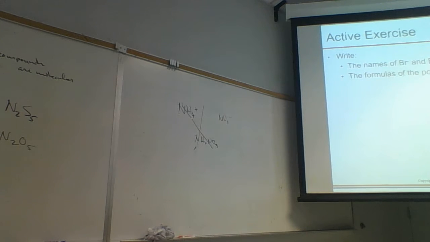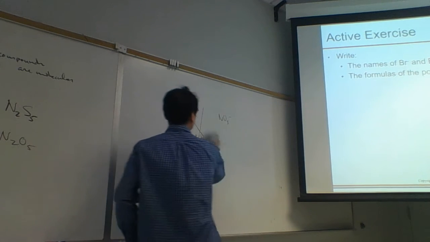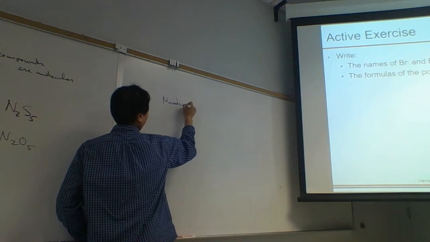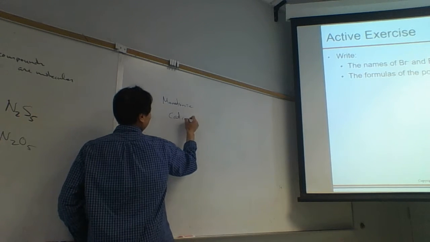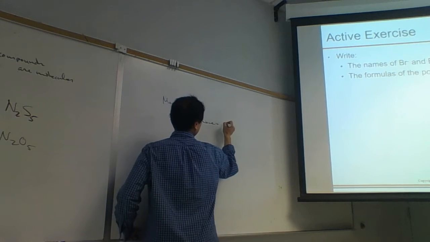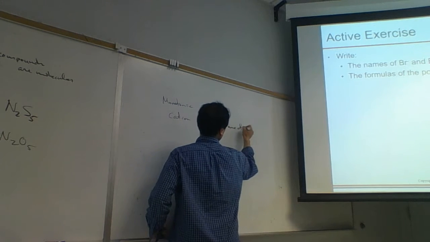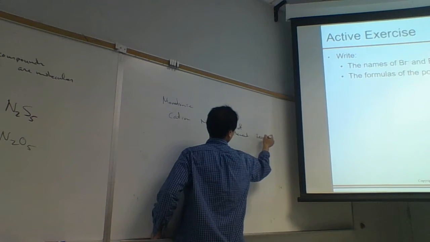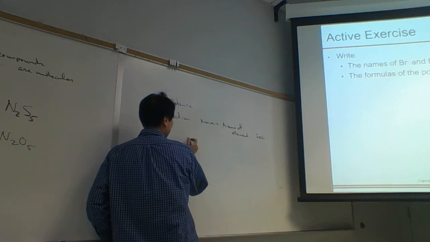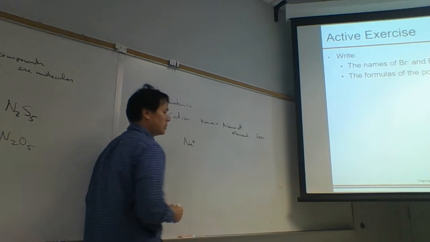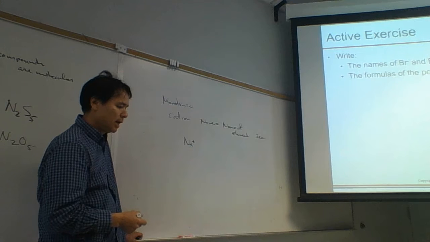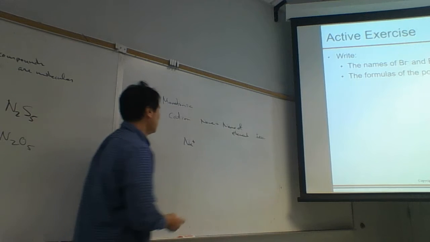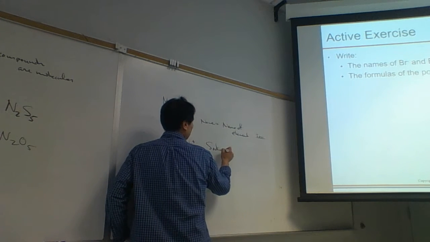Let me tell you what the rules are here. Monatomic cation: the name is equal to the name of the element, and then you can add the word ion at the end. For example, this would be an example of a monatomic cation, Na with a positive charge. What element is Na? Sodium. And so the name of this, we just call it the sodium ion.